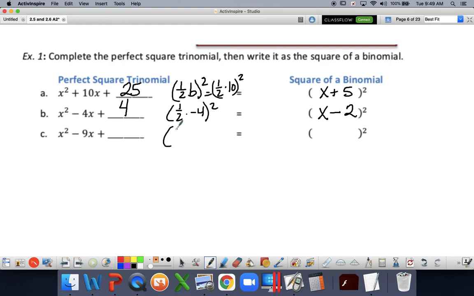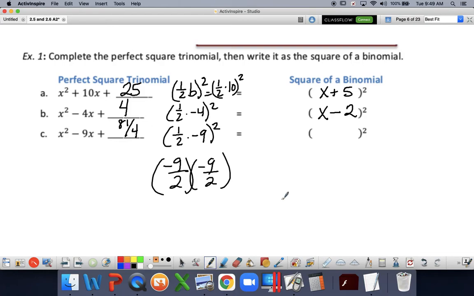Now our next one is a challenge one. It doesn't have a nice even number to work with. I'm going to take half of negative 9, which unfortunately is negative 9 halves, and square it, which means I'm going to multiply it by itself. Negative 9 halves times negative 9 halves is 81 over 4. And then I would write this as the quantity x minus 9 halves squared. That was a tricky one.